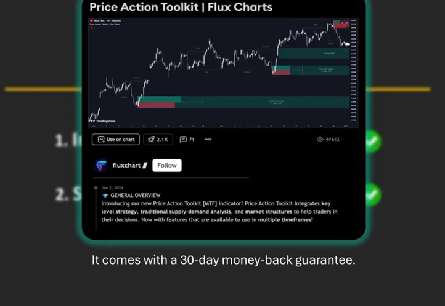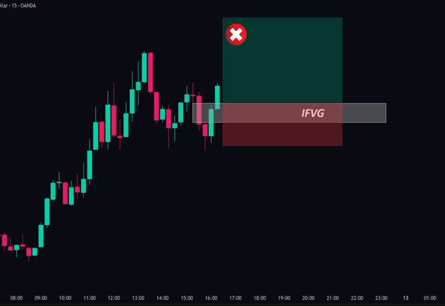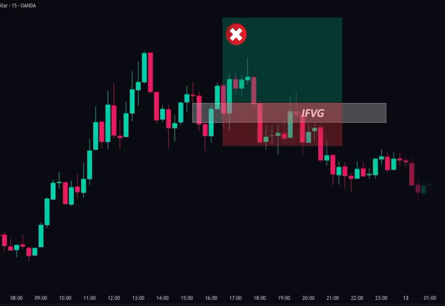Now let's start with the inversion fair value gap trading strategy. But before we get into it, let's make something clear. Trading inversion fair value gaps on their own is a mistake, and the reason is simple. Inversion FVGs are reversal signals, and when they appear in the middle of nowhere, they are not strong signals. In those situations, the price may ignore the IFVG and confuse traders who are looking for an entry. If you blindly trade every inversion you see on the chart, you will most likely get stopped out.